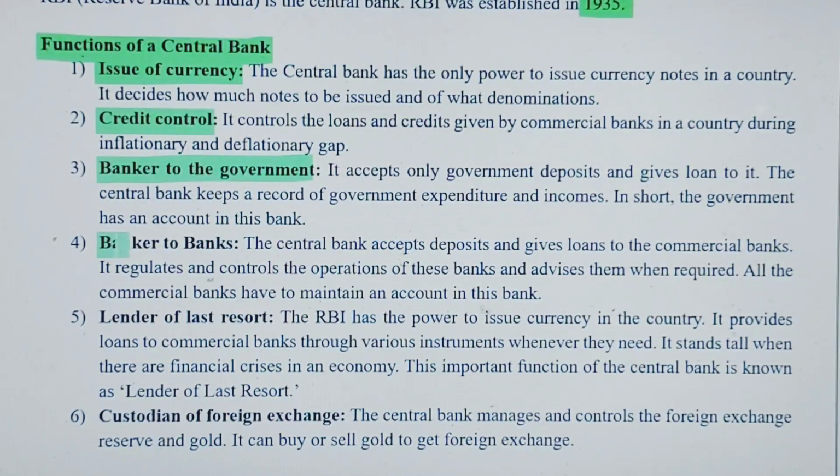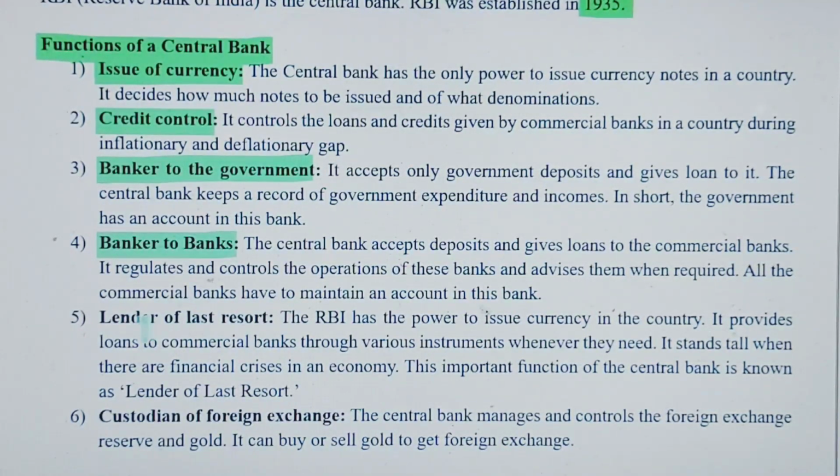The fourth important function, banker to bank. That means the central bank accepts deposits and gives loans to the commercial banks. It regulates and controls the operations of these banks. It also gives them advice whenever required, and all the commercial banks have to maintain an account in this bank. So this is banker to bank. It provides them a lot of services.